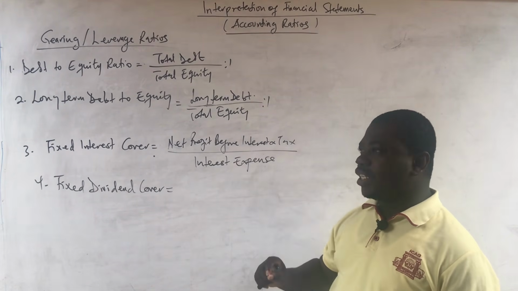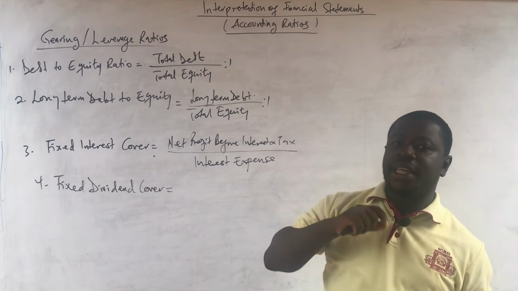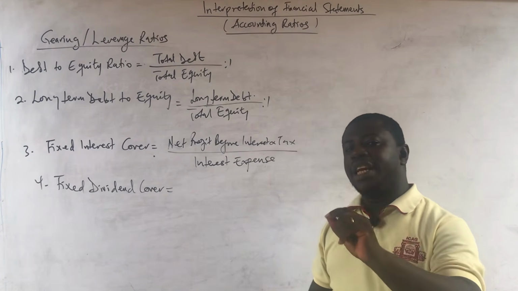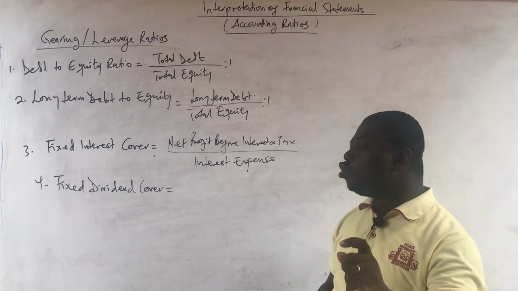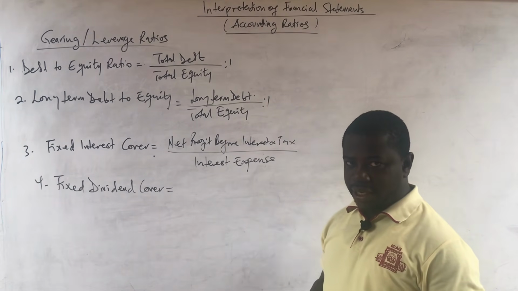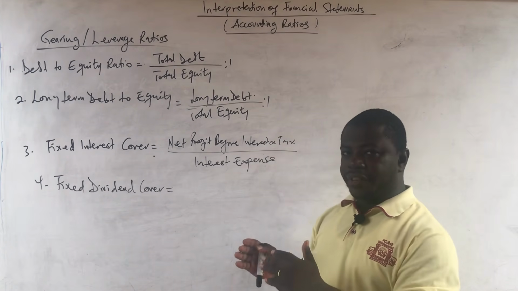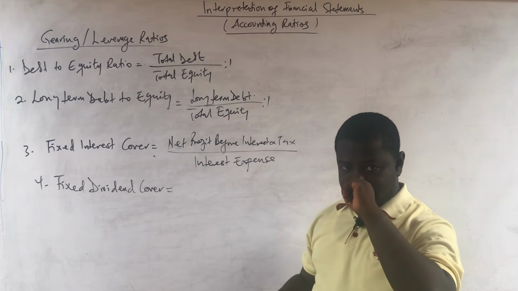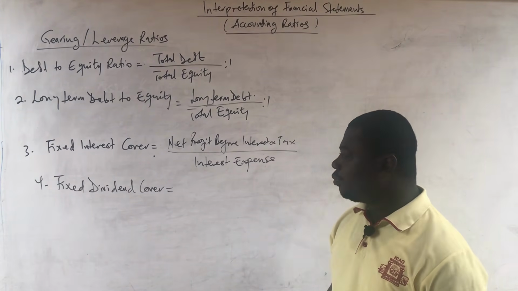Now, after the interest expense, we get net profit before tax. Then we pay the tax expense. After the tax expense has been paid, we have net profit after tax. It is the net profit after tax that we are going to use to pay our preference dividend. Once you take out your preference dividend from net profit after tax, the resultant figure is called your earnings, which we are going to look at when we get to the shareholder investment ratios.